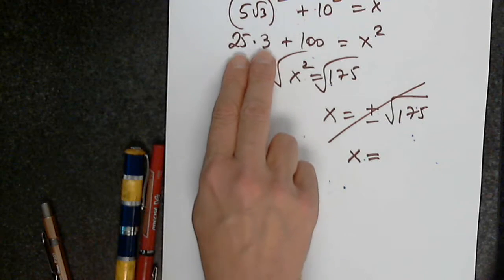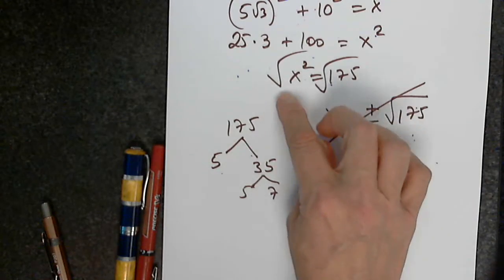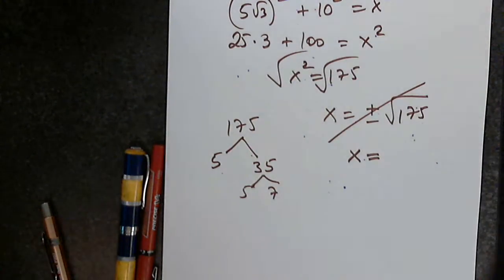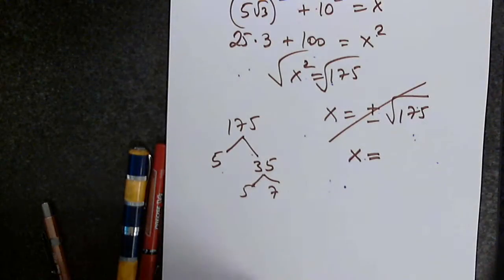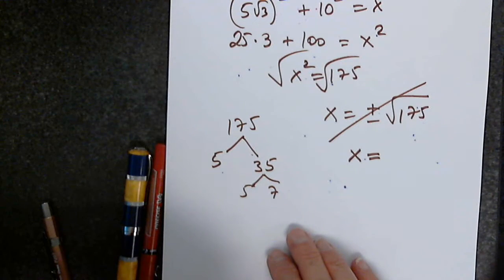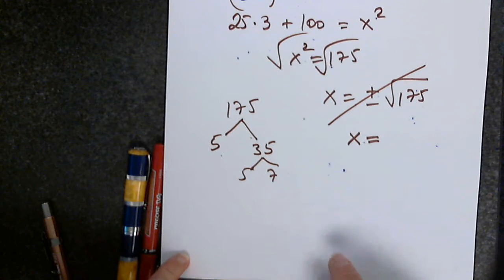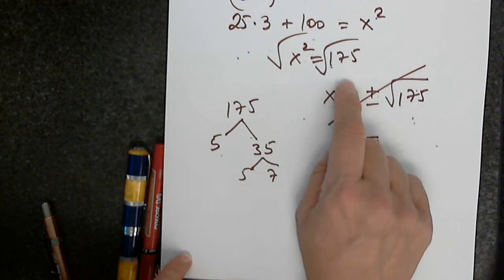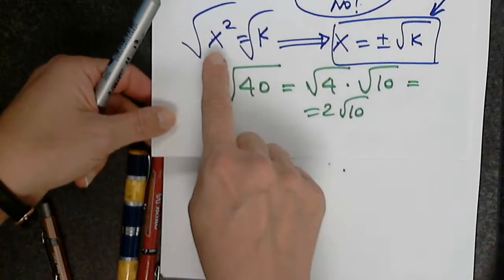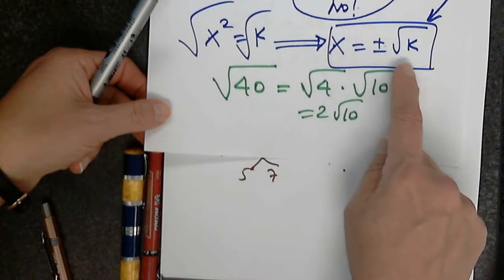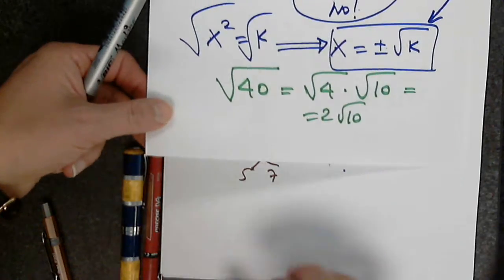So 75 plus 100 is 175. So x squared equals 175. And I apply the square root on both sides based on the principle of square roots. We have to simplify the square root of 175. First I show that I'm taking square roots from both sides. Then I use the principle that the square root of x squared is the absolute value of x. Instead of writing the absolute value, I have plus or minus.